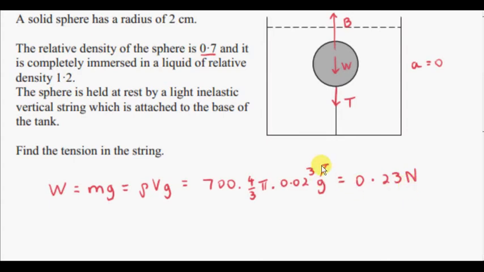Now I've used 9.81 for g, but sometimes 10 is used. 10 is an approximation to 9.81, not a very good one, but you know, whatever. I prefer to use 9.81.